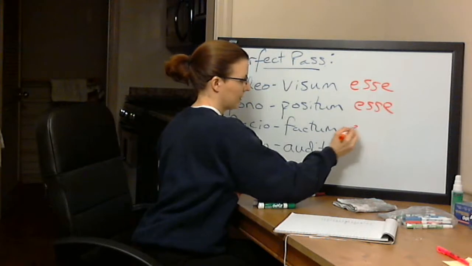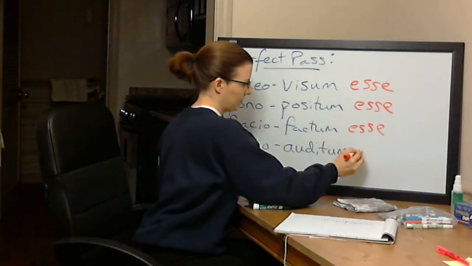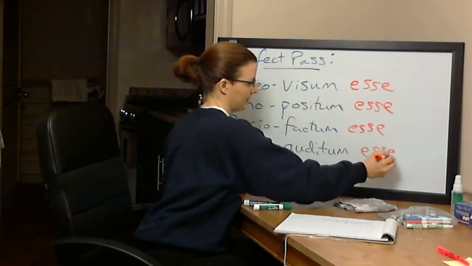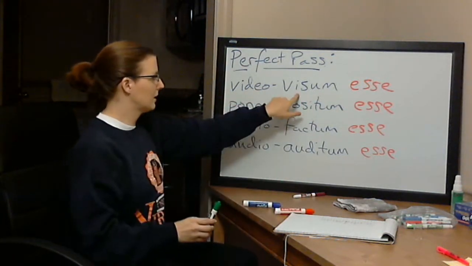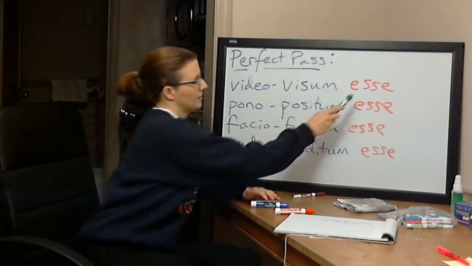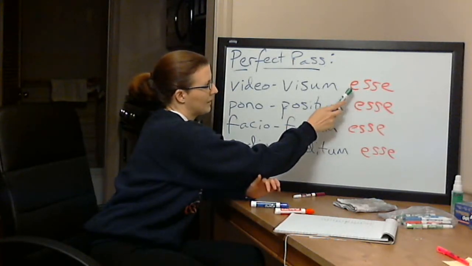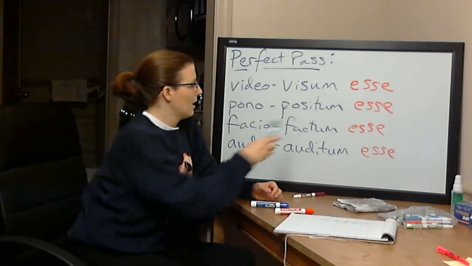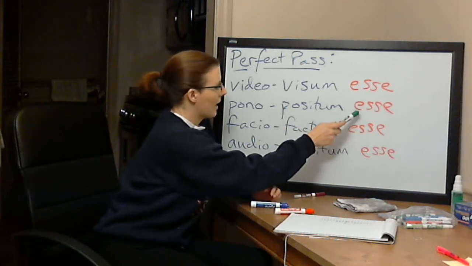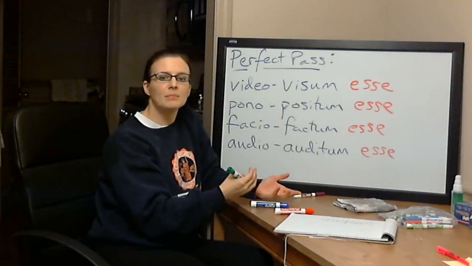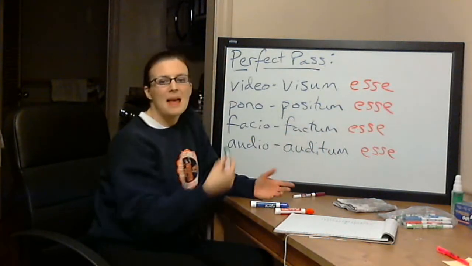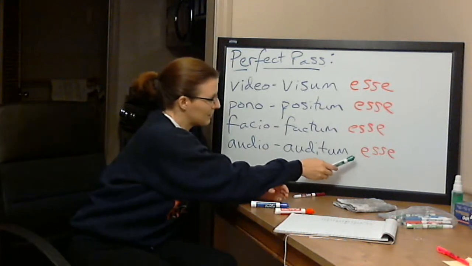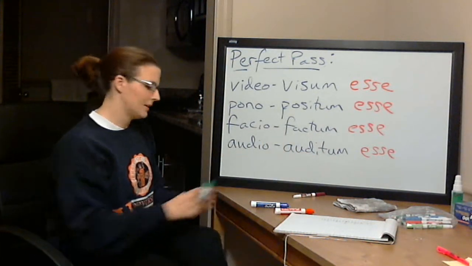Essay, that's all we have to do, leaving a space in between them, not combining them. Essay, every single time. And so for the translation: visum esse, to have been seen; positum esse, to have been put or to have been placed; factum esse, to have been made; and then auditum esse, to have been heard.